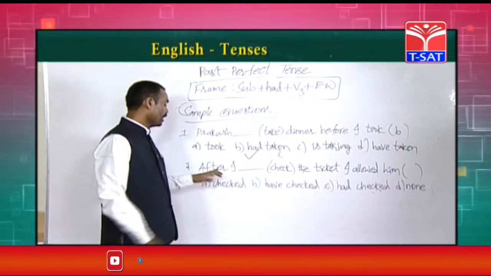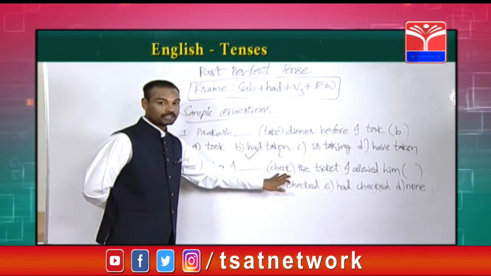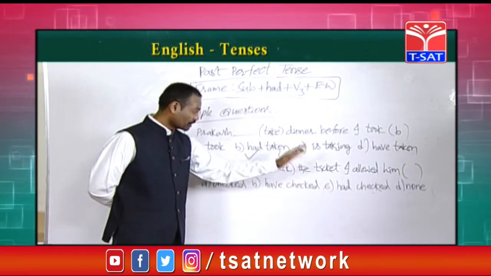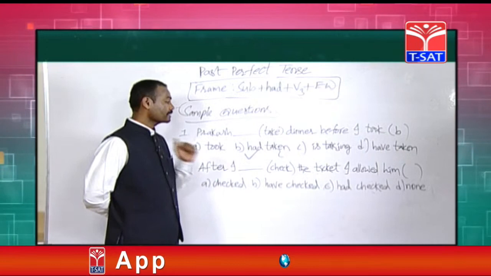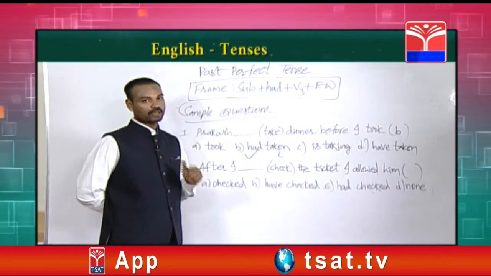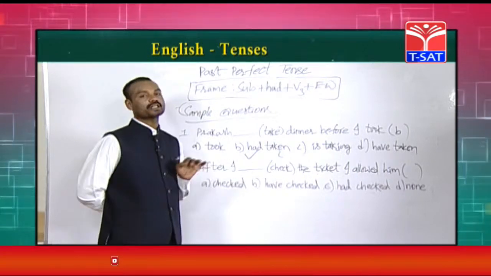Let's see one more example. After I dash, under the bracket one verb has been given, that is check. The ticket I allowed him. So where is the symbol here? After is the keyword or after is the symbol of past perfect tense. So it means this is past perfect tense.